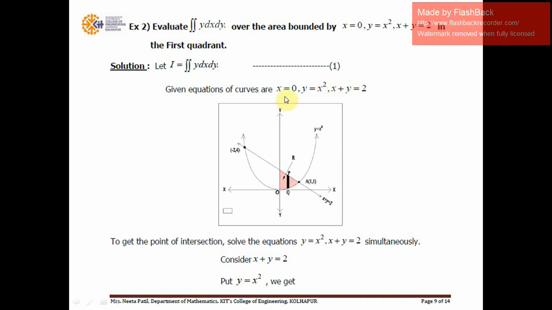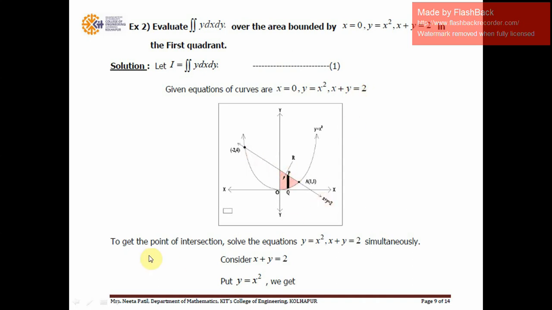Now we sketch these curves on xy coordinate system. So first equation of curve is x equal to 0. X equal to 0 is the equation of y-axis. Y is equal to x square is the equation of parabola having the symmetry along y-axis, and x plus y is equal to 2 is the equation of straight line.